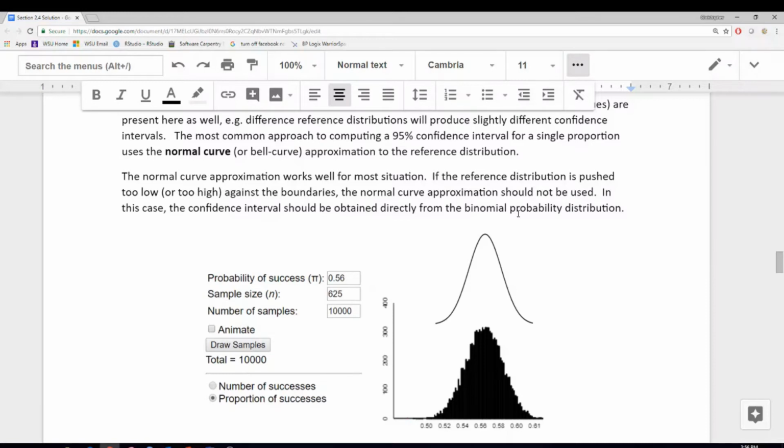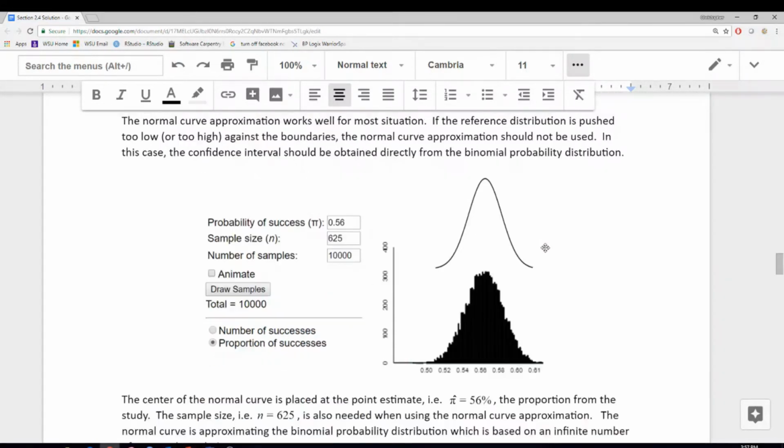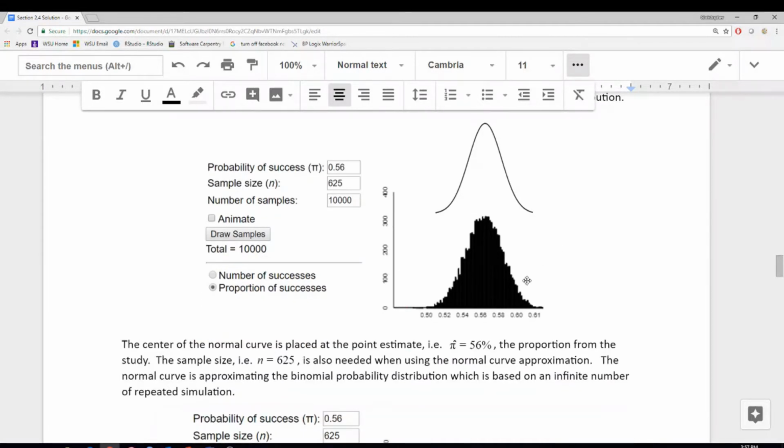Now, the normal curve is actually being used to approximate the binomial probability distribution, and that approximation works pretty well. As you would notice here, for our simulated reference distribution, a bell curve seems to match that pattern pretty well.